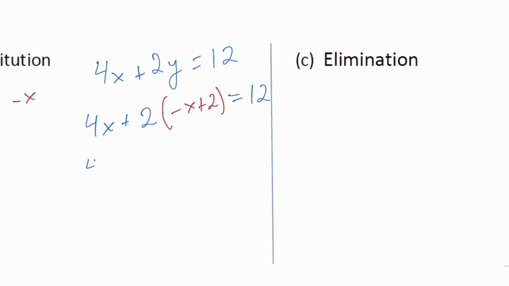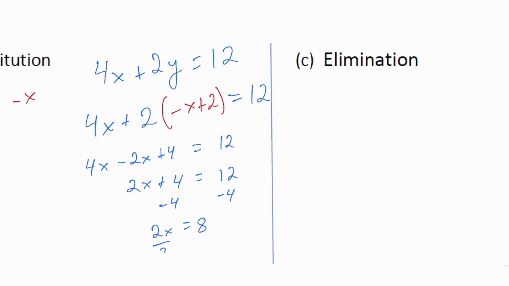Next, we're going to distribute the 2. So 4x plus, actually this is going to be minus 4x, 2 times negative x is negative 2x, and then 2 times 2 is plus 4 here, still equal to 12. Combine like terms: I have 4x here and minus 2x here, so that combines to be 2x plus 4 is equal to 12. Subtract 4 from both sides, and that gives me 2x is equal to 8. And then divide by 2, and I get x is equal to 4.